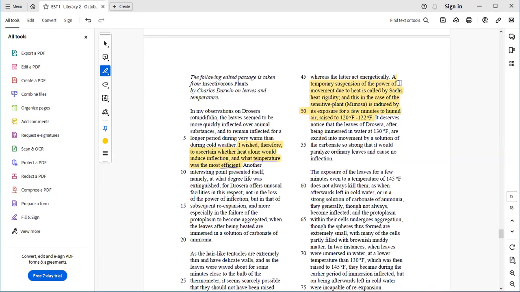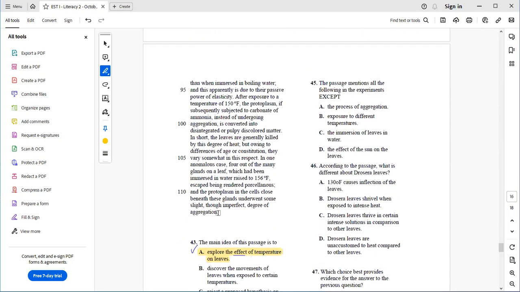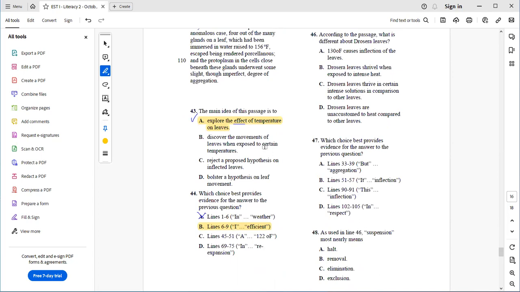Okay. He said, a temporary suspension of the power of movement due to heat is called by Sachs heat rigidity. And this, in the case of the sensitive plant mimosa, is induced by its exposure for a few minutes to humid air raised to 120 degrees Fahrenheit. As you can find here, he talked about steps inside an experiment. So let's find which one will match. And he mentioned a certain temperature.